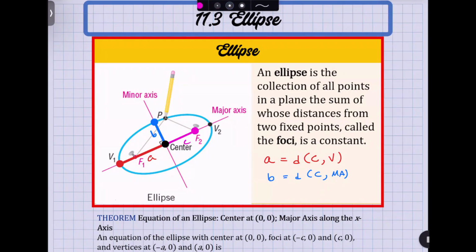And C is the distance from the center to the focus, or to the foci. And the relationship between A, B, and C is this: C squared is going to equal A squared minus B squared.